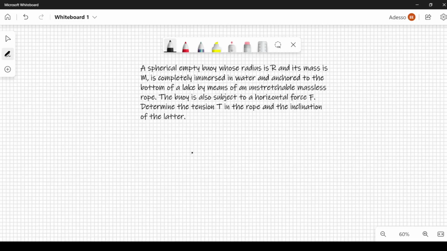Let's start. So let's consider the buoy. Here we have the spherical buoy, and its radius is a capital R. We have the surface of the water of the lake, and there is a horizontal force F acting on the buoy, and there is a rope attached to the buoy which anchors it to the ground, so to the bottom of the lake.